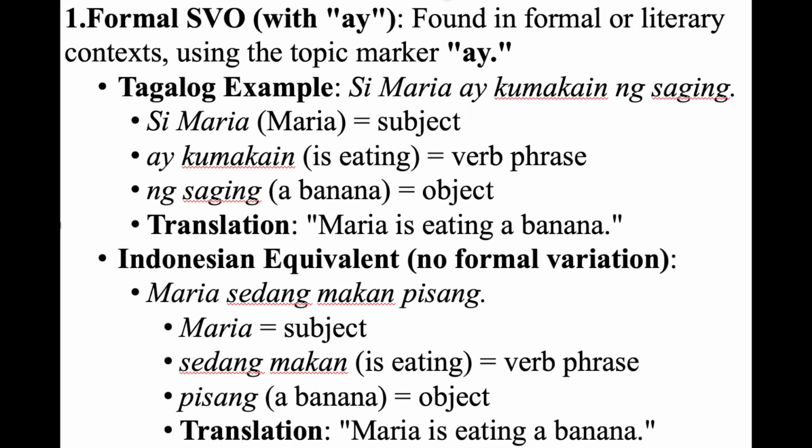In Tagalog, SVO appears in both informal and formal contexts, but with a key difference. Informal, without the ay, in casual speech. Si Maria ay kumakain ng saging. In Indonesian, there's no formal variation, simply Maria sedang makan pisang. Maria is eating a banana.